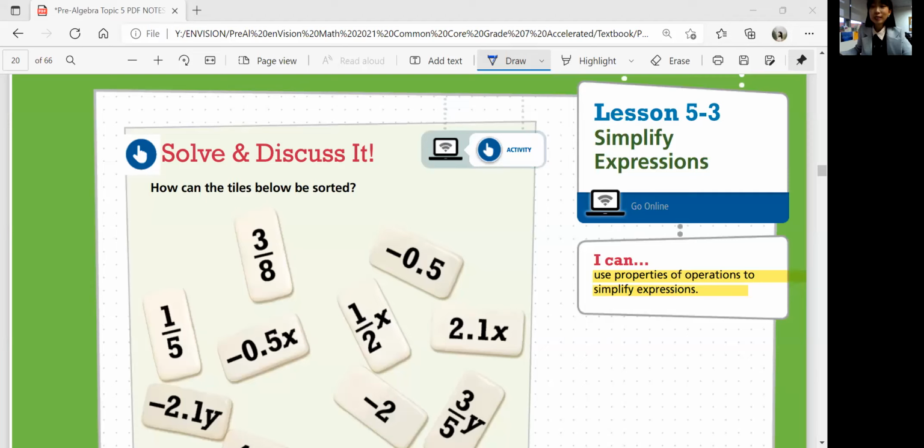Hello everyone, this is Pre-Algebra. Lesson 5-3, Simplifying Expressions. In this lesson, we'll be able to use properties of operations to simplify expressions.